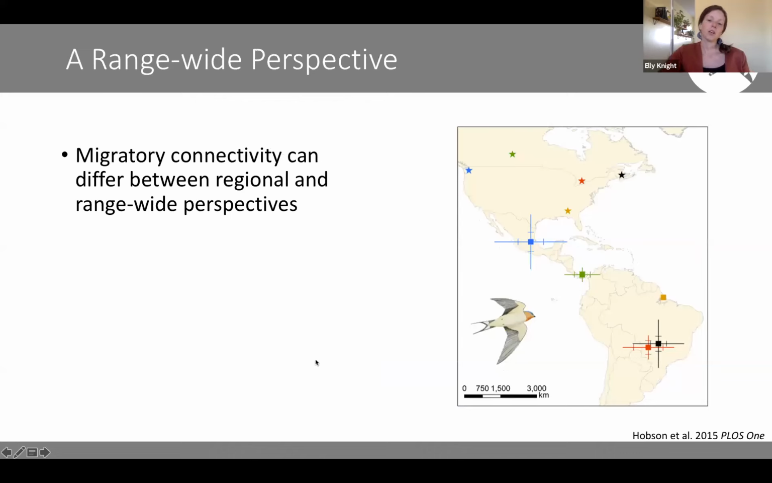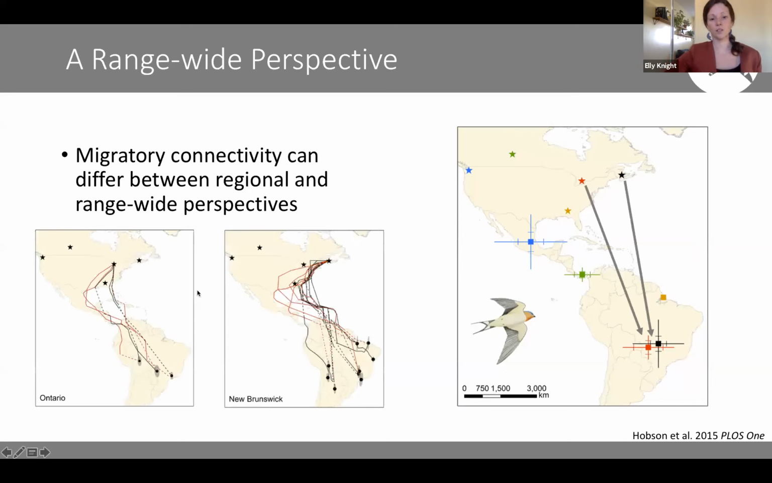When using migratory connectivity to begin to understand the causes of differential population trends, it's important to think about your geographic extent, because obviously the value of connectivity will depend on the populations you include. So often connectivity can differ greatly between regional and range-wide perspectives. And so in this example, again, from Keith Hobson's barn swallow work, you can see that if we look at just the eastern populations, so that's New Brunswick in black and Ontario in red, we see high mixing of individuals on the wintering grounds and low migratory connectivity.